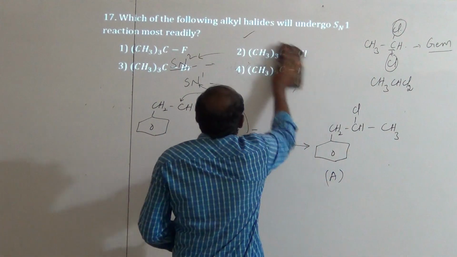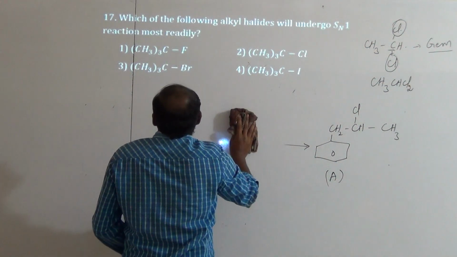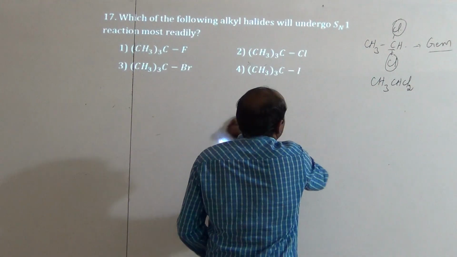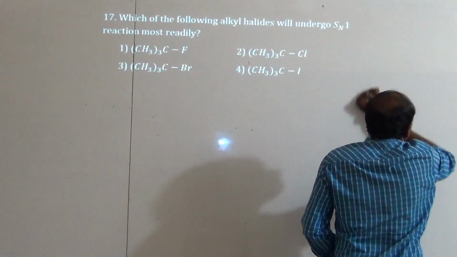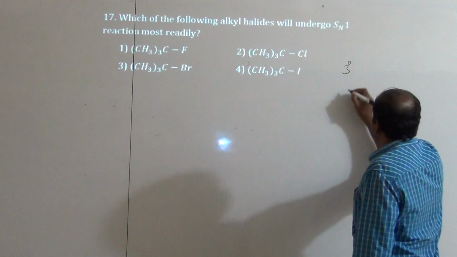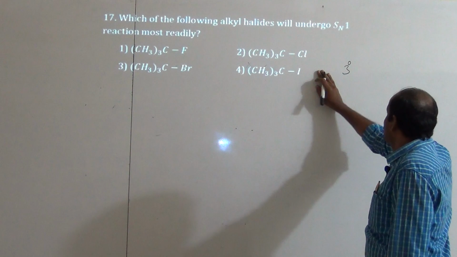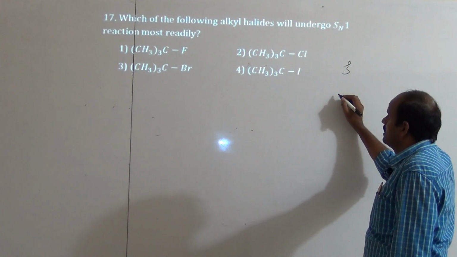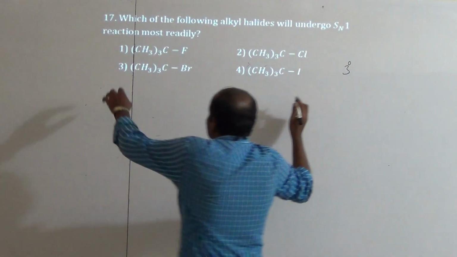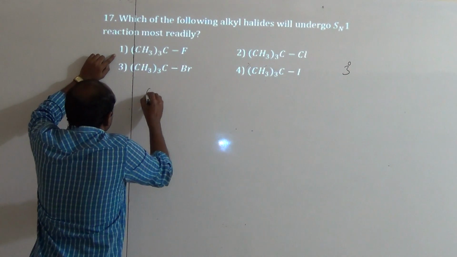Which of the following alkyl halides will undergo SN1 reaction most readily? We have just discussed that. SN1 means which type of alkyl halides undergo the reaction readily? Tertiary. So we have to check which one is tertiary. And one more point here: the halides given are fluorine, chlorine, bromine, iodine. So if you take the first option, it is the tertiary alkyl halide.